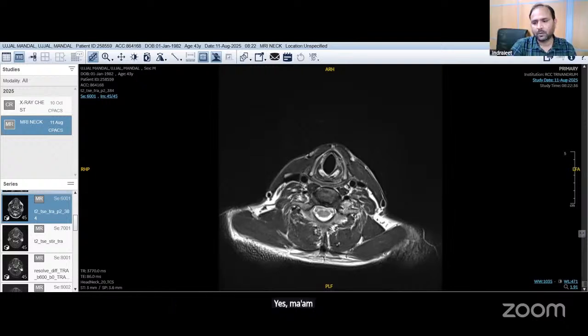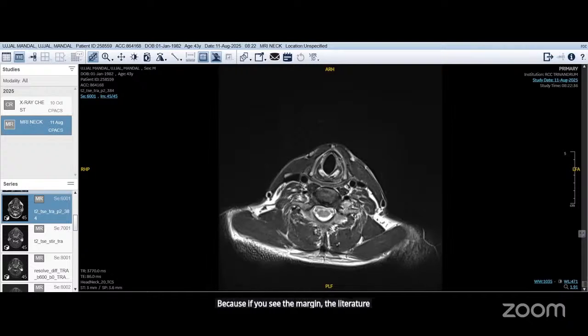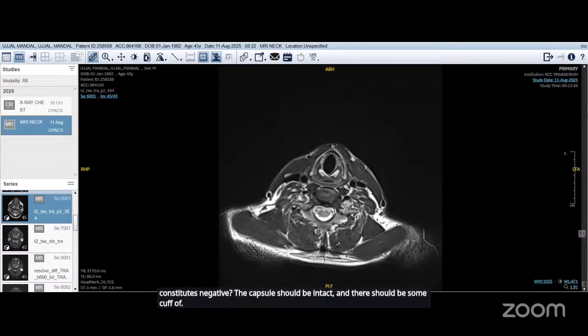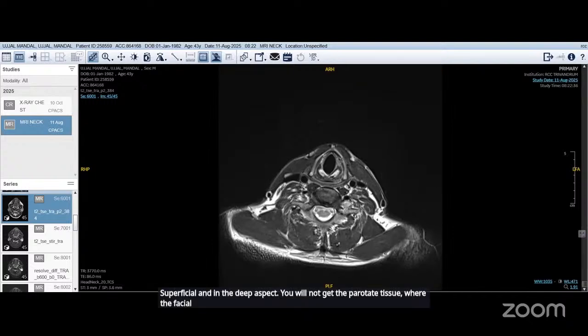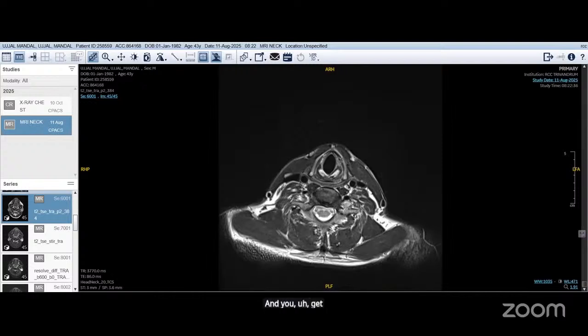Yes, ma'am. Because if you see the margin, in the literature there is a paucity. The extent of resection, no one has described, but it should be negative. What constitutes negative? The capsule should be intact and there should be some cuff of parotid tissue. Superiorly and inferiorly you can get it, but in the deep aspect you will not get parotid tissue where the facial nerve is adjacent to it. So your parotid capsule should be intact and you get the plane with the facial nerve.